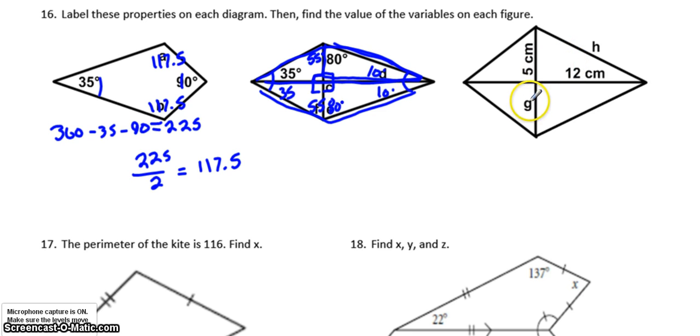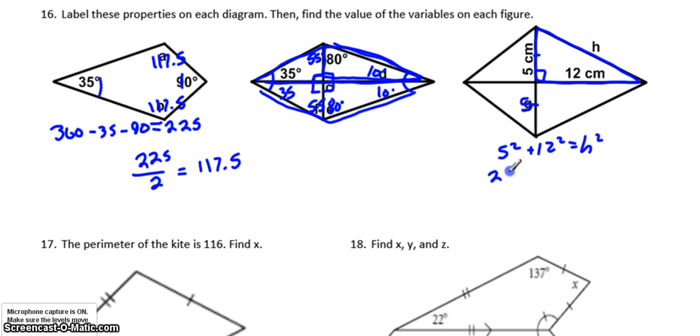Well, it's pretty clear to see that G will be 5 because this diagonal is bisected by the other diagonal. What about H? Well, remember that the diagonals of a kite are perpendicular, which means that here we've created a right triangle. And how can we find the third side of a right triangle? We can use Pythagorean Theorem. So set up, that's 5 squared plus 12 squared equals H squared.